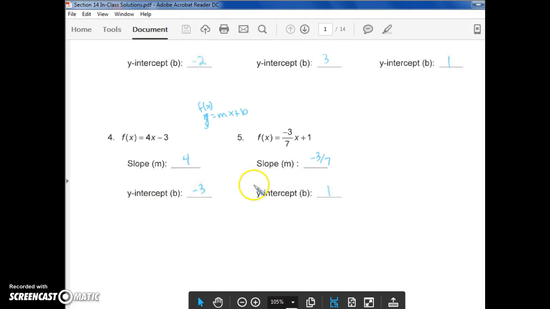For questions 4 and 5, these two functions are written in the form f(x) = mx + b. And this m right here is our slope, and the b value is our y-intercept. So the slope in this case is the number in front of x, it's 4. And our y-intercept is the other number that's not attached to the x, at -3. On number 5, we do the same thing. The number in front of x, that is our slope, -3/7. And the other number is +1.